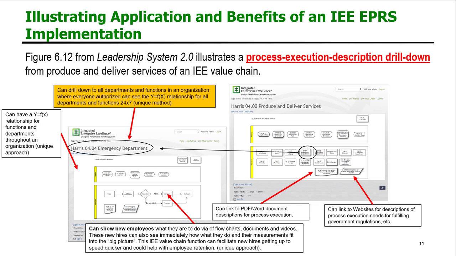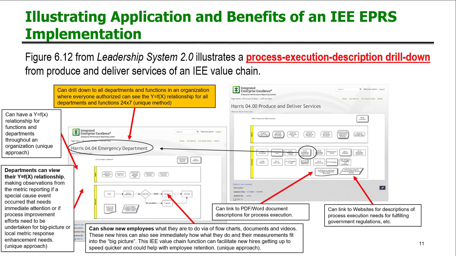A benefit: we can show new employees what they are to do via flowcharts, documents, and videos. These new hires can also see immediately how what they do and their measurements fit into the big picture. This IEE value chain function can facilitate new hires getting up to speed quicker and could help with employee retention.